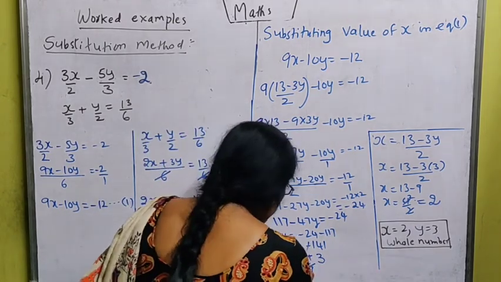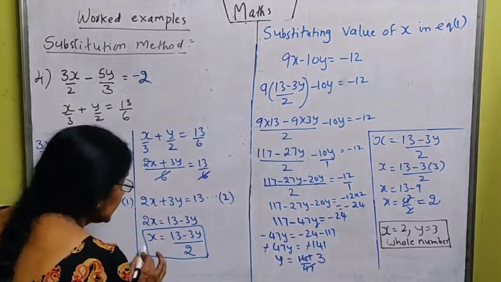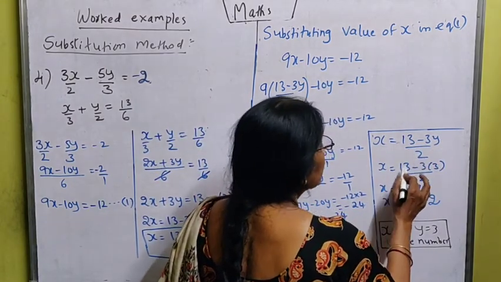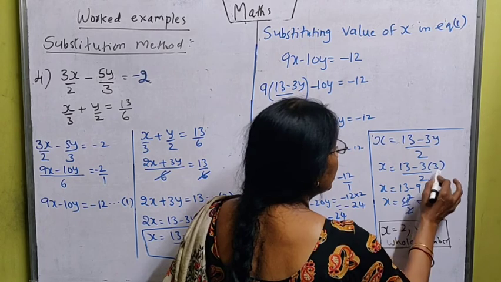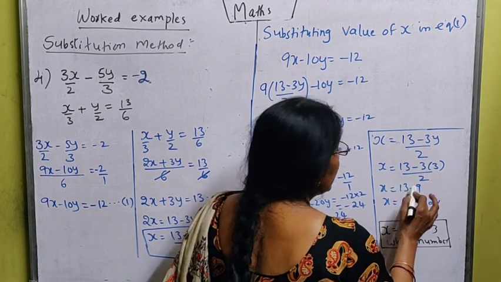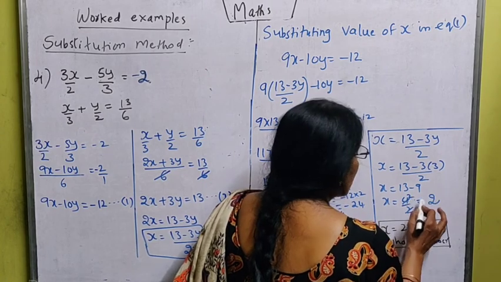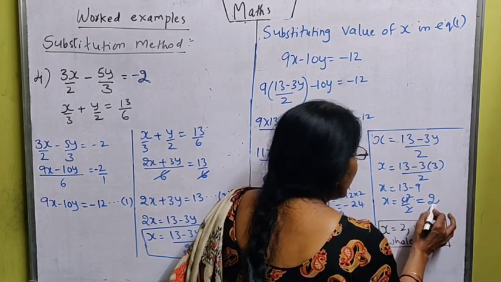Let us now substitute this y value in x is equal to. So x is equal to 13 minus 3y by 2. x is equal to 13 minus 3 into 3 by 2. So x is equal to 13 minus 9, so it is 4. So x is equal to 4 by 2. 2 2s are 4, is equal to 2. So you got the x value as 2.